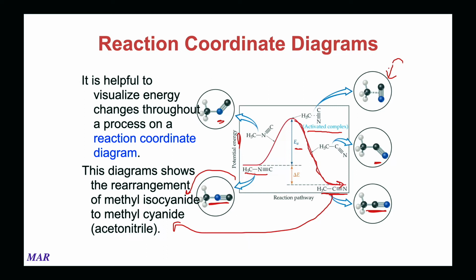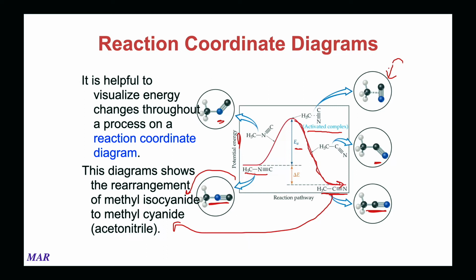If that delta E is lower, like it is right now, that means this reaction is exothermic. You're ending up with a lower energy state than you started with. So energy was given off. This is an exothermic reaction.